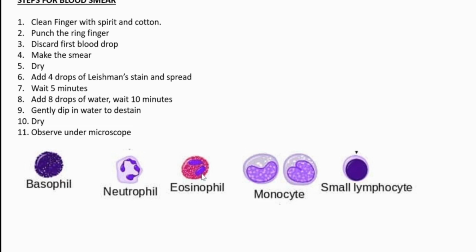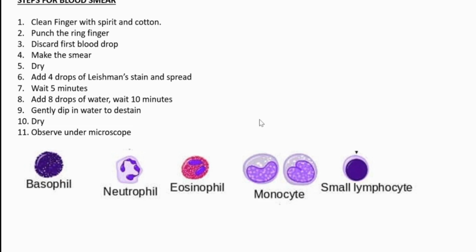Then, in the case of eosinophil, while we are examining its lobes, it is two-lobed. Here we can see it as two-lobed. In the case of monocyte, the nucleus is bean-shaped. These are monocytes. And lymphocyte has a spherical nucleus. As there are no granules in the cytoplasm, the cytoplasm appears very clear.